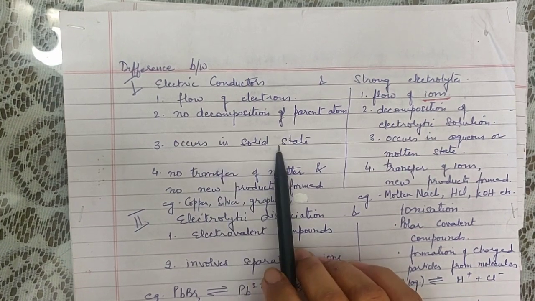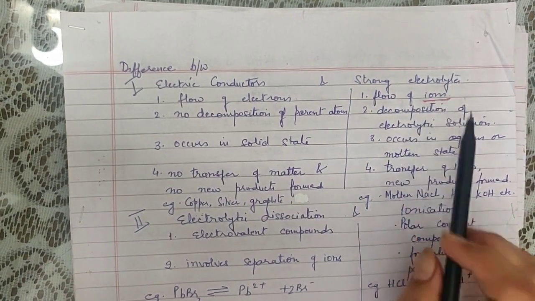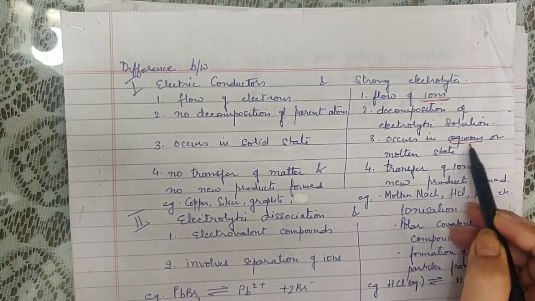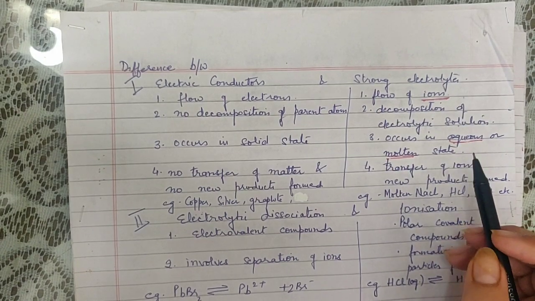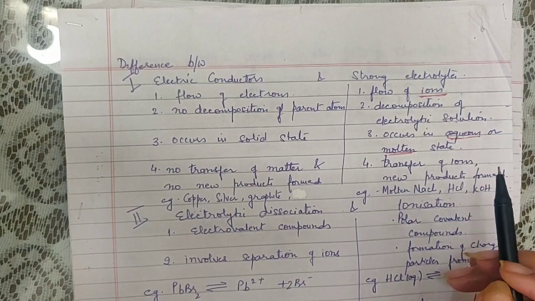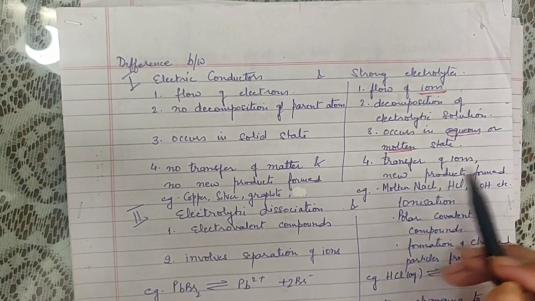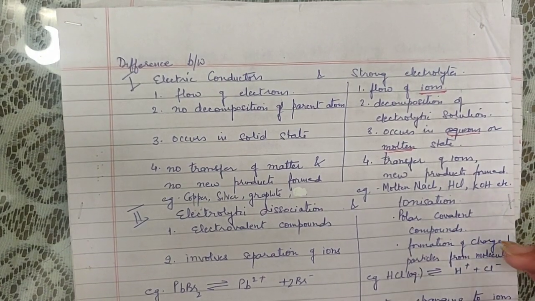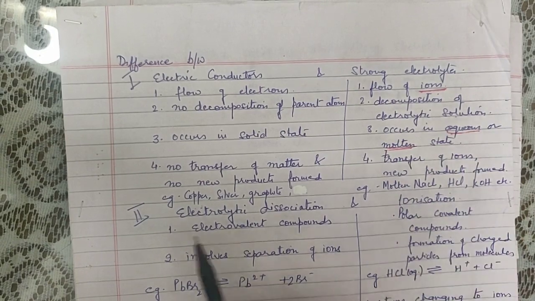Conduction occurs in the solid state. Copper wire is in solid state. But in case of electrolyte, it has to occur either in the aqueous state or in the molten state. If the electrolyte is solid, then the bond between the positive and the negative ion is very strong and it will not be able to carry the electric current through it, or it will not be able to move from one place to another or to the respective electrode. So it has to be in the aqueous or molten state.